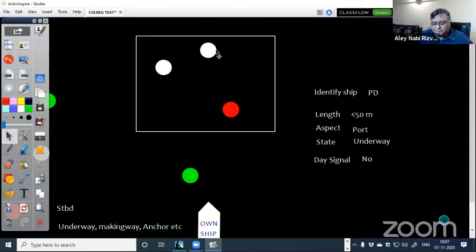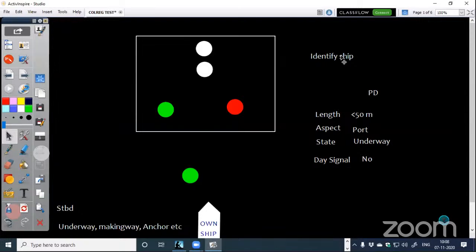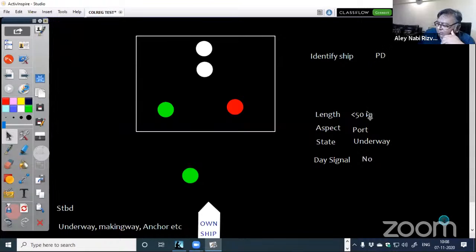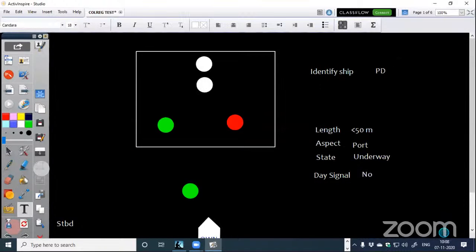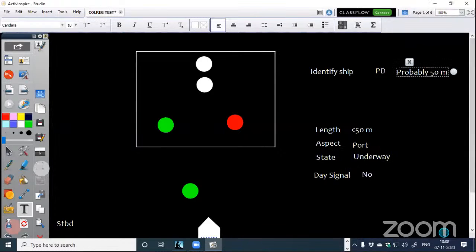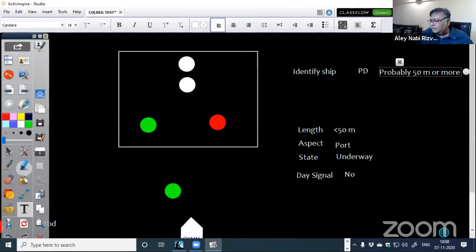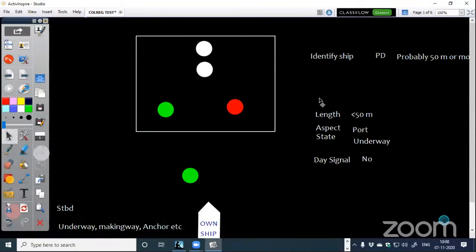All right. Because you have already studied, what kind of vessel is that? First of all, identify the ship. Power-driven vessel, more than 100 meter, probably 50 meter or more. All right. So it is a power-driven vessel, 50 meter or more. Okay. So let me just write here 50 meter or more. I think the correct word is probably 50 meter or more. Okay, I buy this idea. And it is underway. Yes, sir. The state is underway.